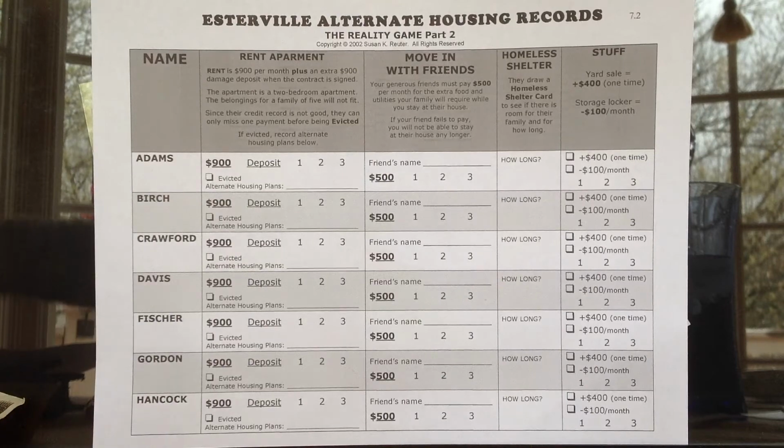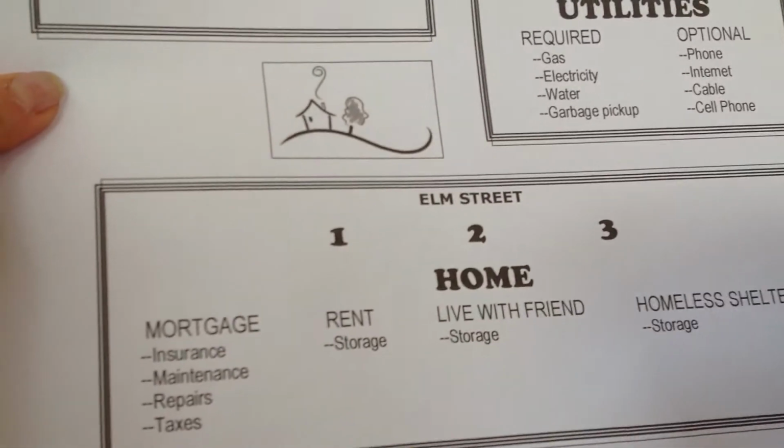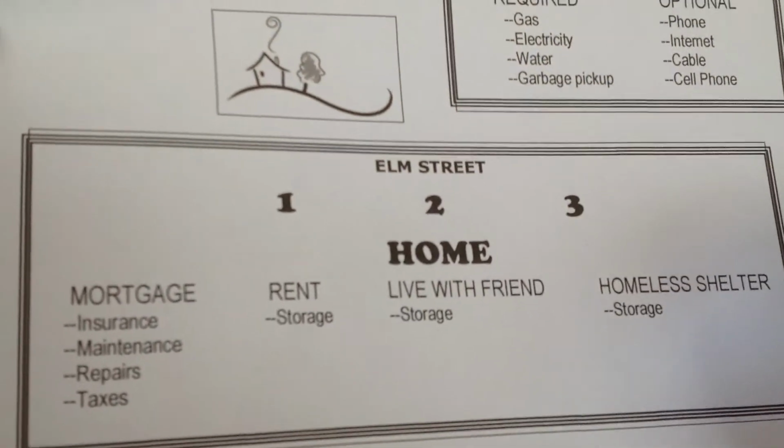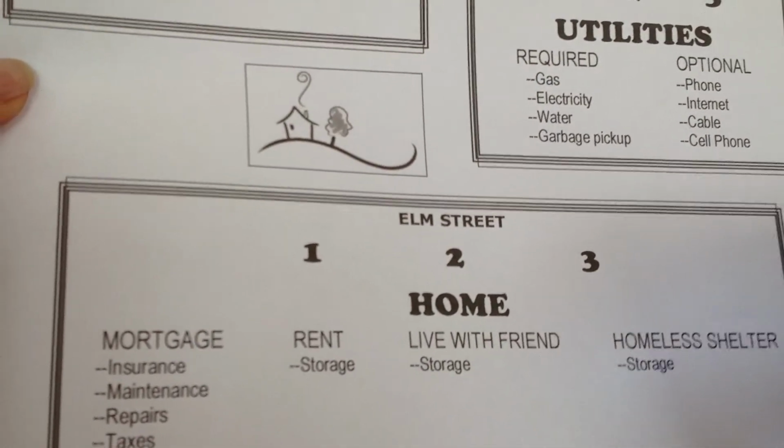So that takes care of all the housing options for the alternate housing and for the housing options. So just remember that whatever way they can fulfill their need for a home, that gets marked on here. But there's various different ways that they can go about getting that.